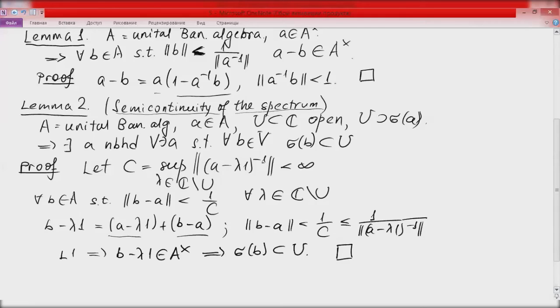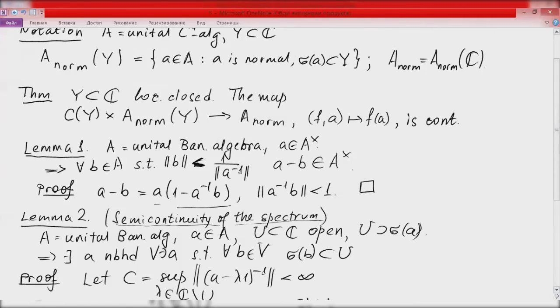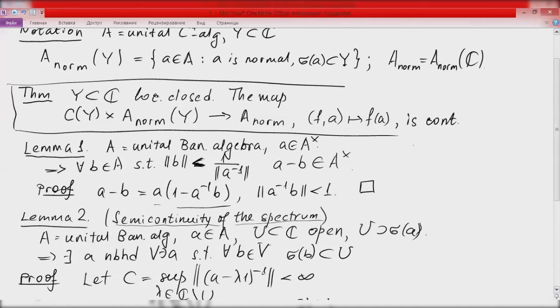Okay, now we're ready to prove our theorem. So this is the result we are going to prove. Let's call this theorem the joint continuity of the functional calculus.